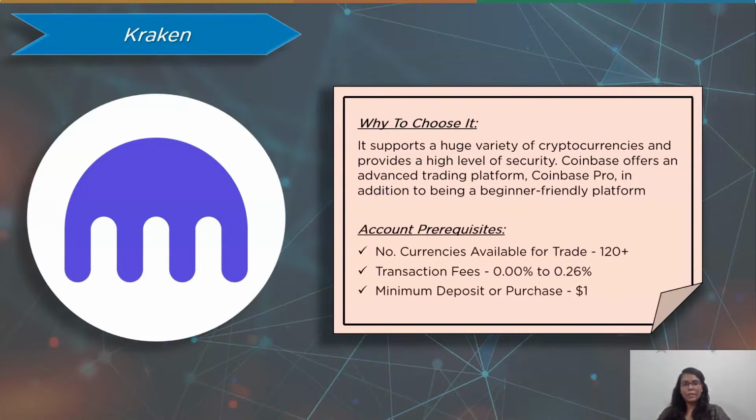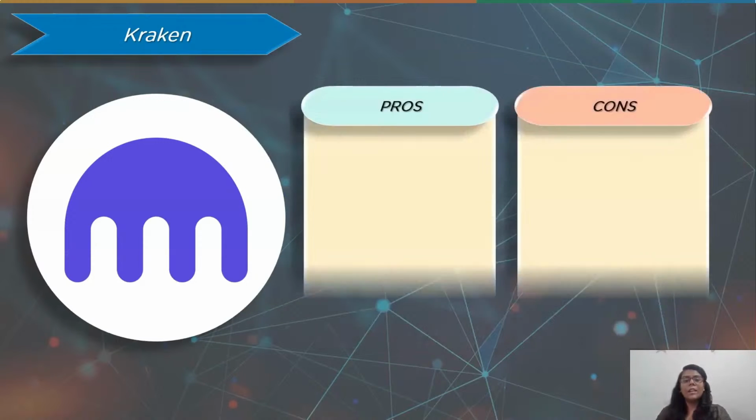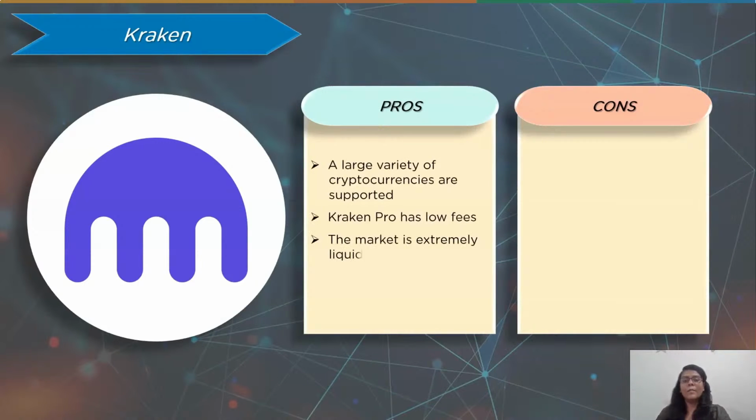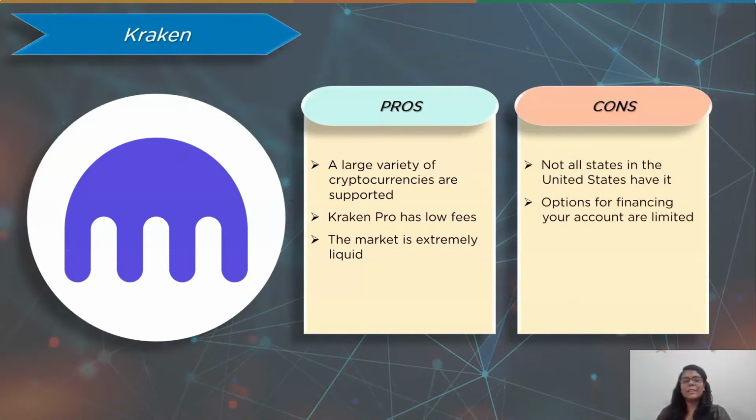Basically, it supports more than 120 cryptos for trading with a small transaction fee ranging between 0.00% to 0.26%. Also, it has a minimum deposit or purchase price of $1. Now let's have a look at its pros and cons. Kraken supports a large range of cryptocurrency with minimum fees and also provides traders more market liquidity. Coming to the cons, not all states in the US can accept it, as options for financing your account are limited.